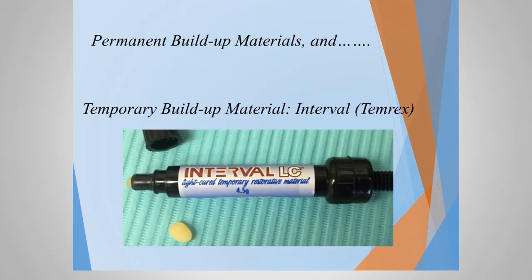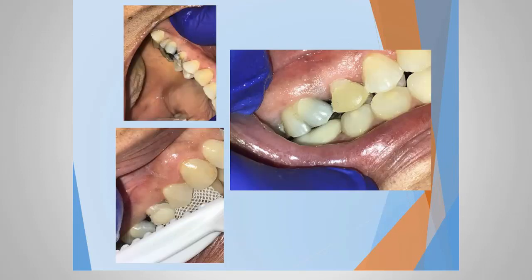Permanent build-up materials, as I mentioned, can be anything from composites to cements to core build-up materials. However, there are alternatives, temporary build-up materials. This is the one I use a lot. It's called Integrity by Temrex. It's a soft putty kind of material that's light curable. You can use it for temporary fillings, to temporize onlays or inlays, but primarily I use it to temporarily build up teeth that otherwise wouldn't need a full permanent build-up.